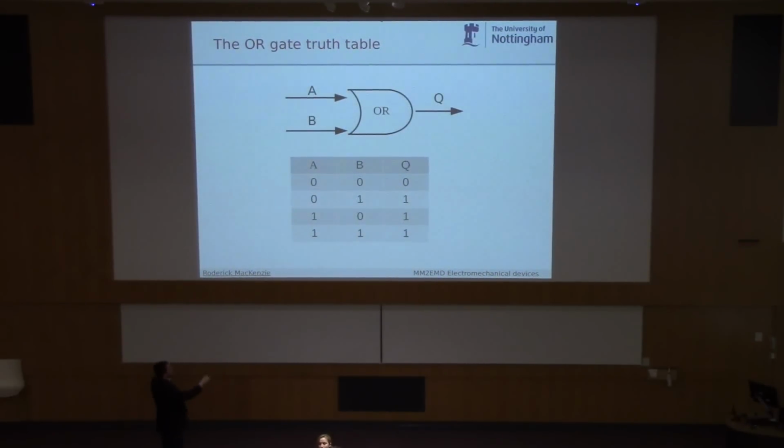And Q will only go high, so it'll only go 1, when one or the other inputs is 1. So when we have 0 and 0, it'll be 0. But in all other cases, the OR gate will give you an output. So 0 and 1 gives 1, 1 and 0 gives 1, 1 and 1 gives 1. So this will only go on when one or the other, A or B, is high. Okay? So it's slightly different to the AND gate.